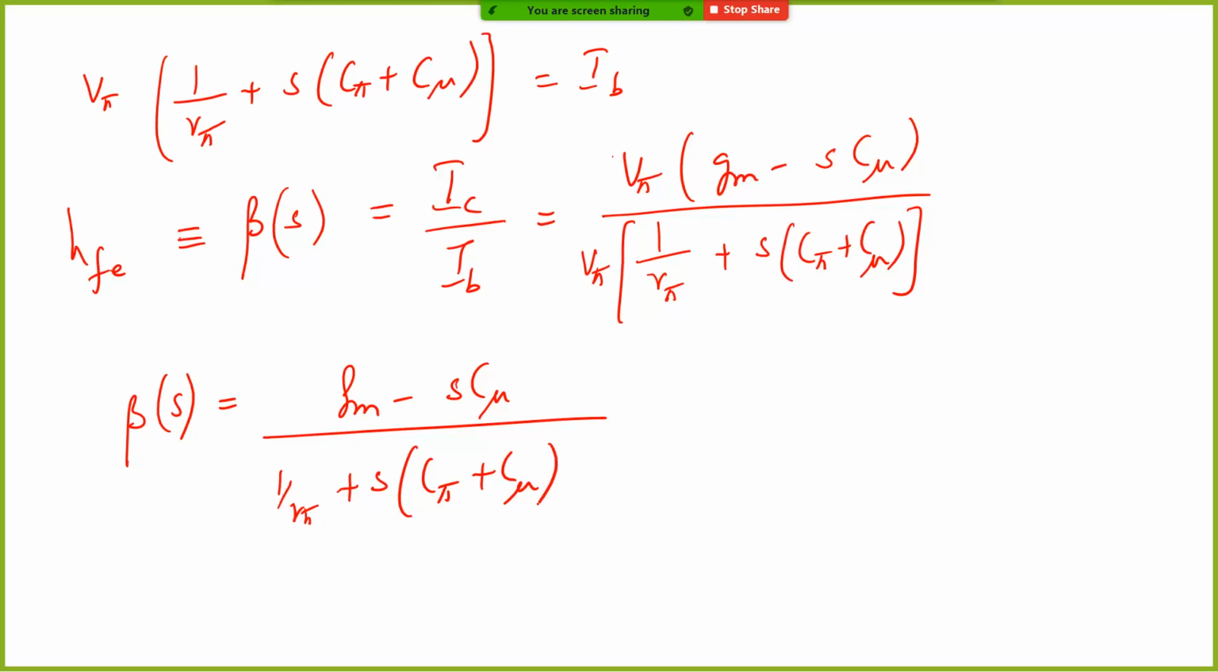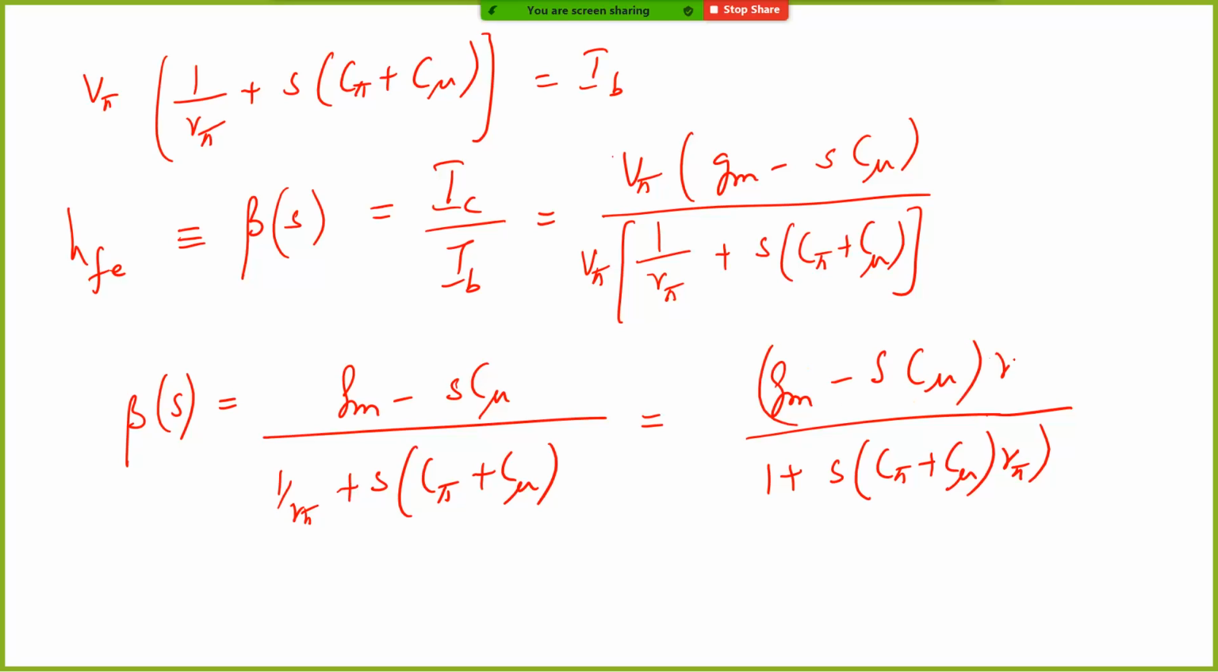Now we can form this into a more conventionally used S domain equation, where the denominator is S plus 1 over C pi plus C mu times R pi, and R pi goes on top. So it is Gm minus S C mu times R pi. This is our expression. The first thing we can say is that this is a single pole system.